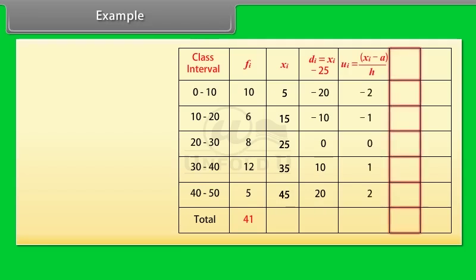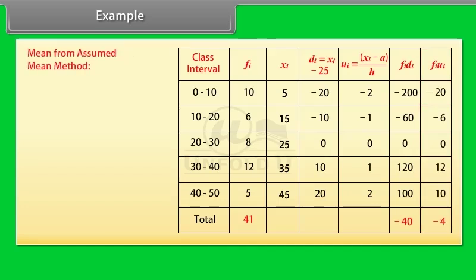In the sixth column, we find the product of fi and di, and their sum is minus 40. In the seventh column, we find the product of fi and ui, and their sum is minus 4. And then we find the mean using assumed mean method by using the formula assumed mean plus summation of the product of fi and di divided by summation of fi. 25 plus minus 40 by 41.